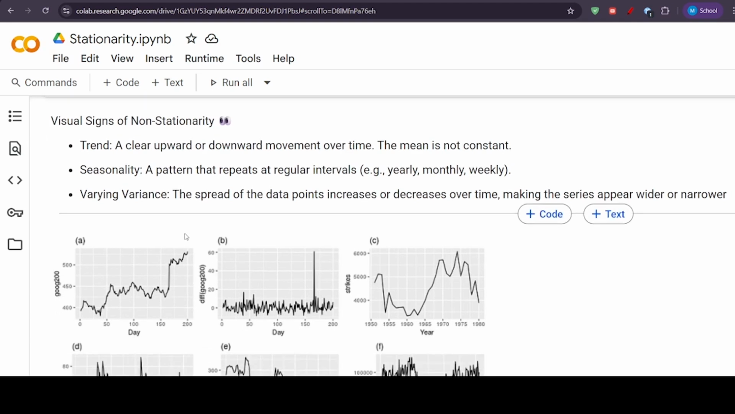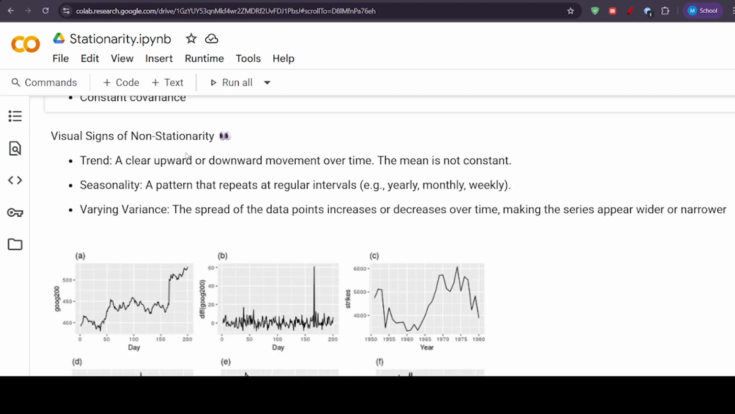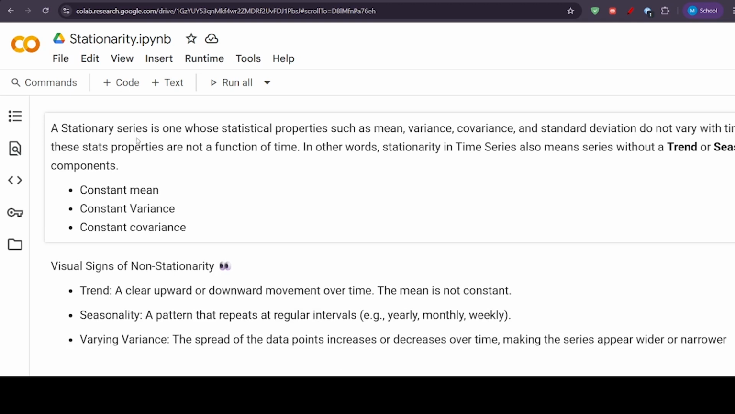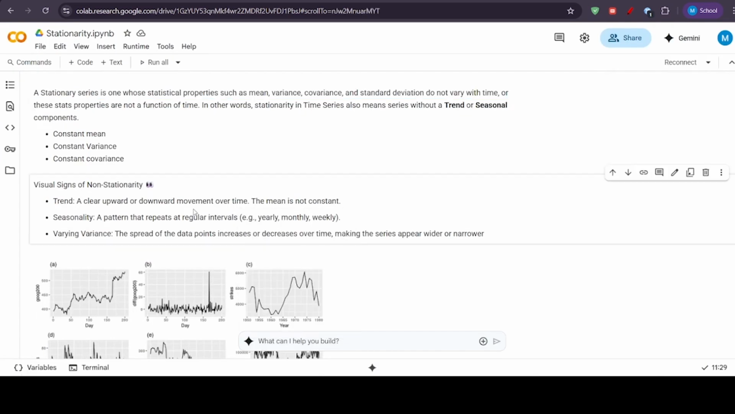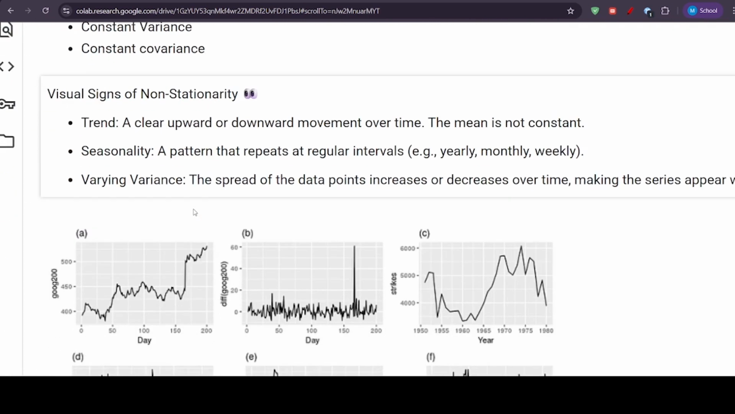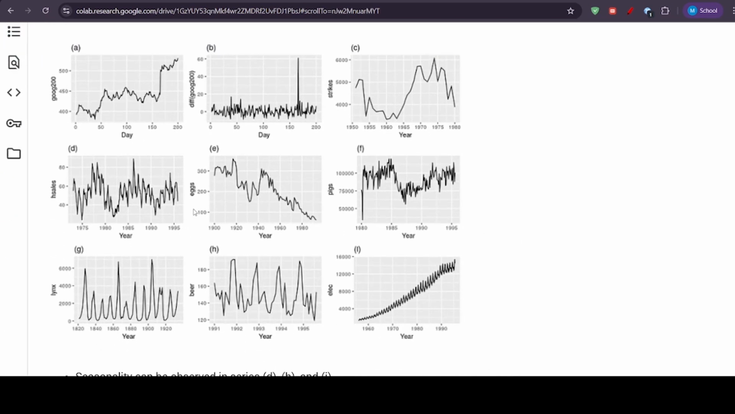Next, varying variance: the spread of data increases or decreases over time, making the series appear wider or narrower. If you have this kind of thing in the plot, then you can say that is also non-stationary. So if you see any of these things, then you will definitely know that this is not stationary data. We need stationary data to make a prediction, and we are most likely to get non-stationary data, right? Now let's see a few of the charts we have here.